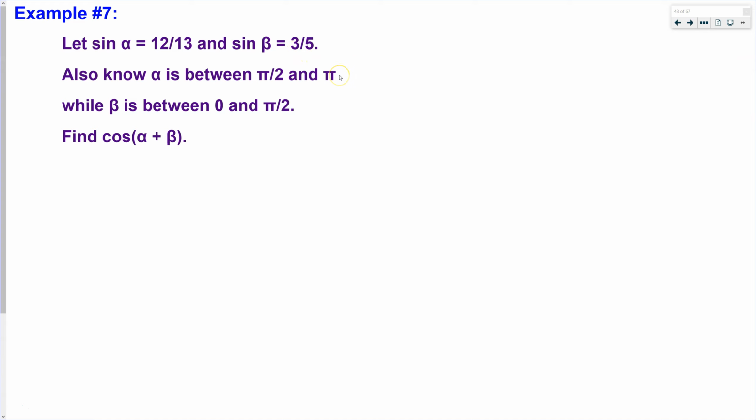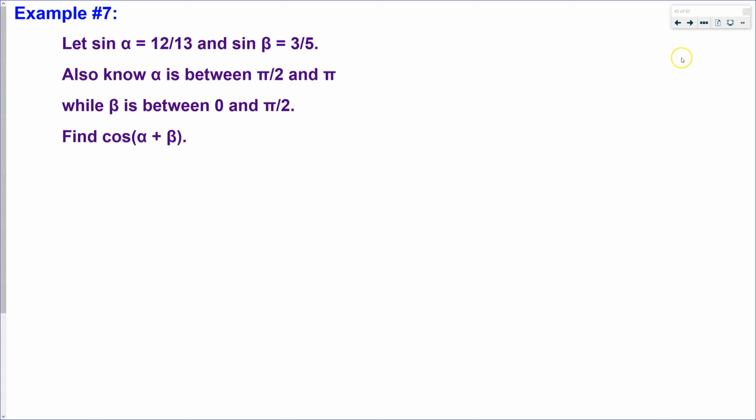So when it's not on the unit circle, the best strategy is to draw yourself a picture outside of that unit circle. So we're going to eventually make a drawing of this. So we got to know where these angles are located. Well, look at the next 2 sentences here. Alpha is between pi over 2 and pi. So they've told us that it's in quadrant 2, so they give us a location. And they also say that beta is between 0 and pi over 2, so that's saying it's in quadrant 1, and our job is to find the cosine of alpha plus beta.